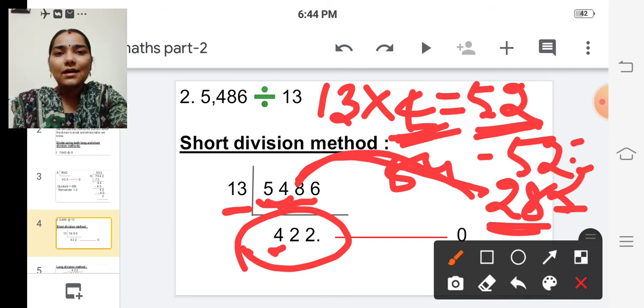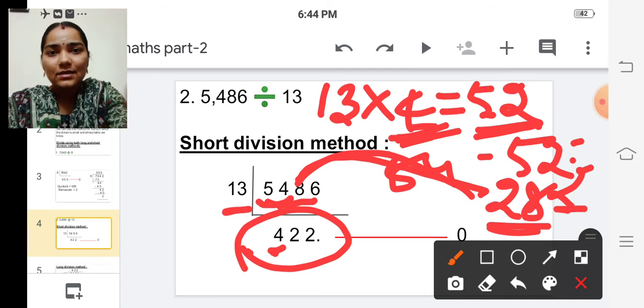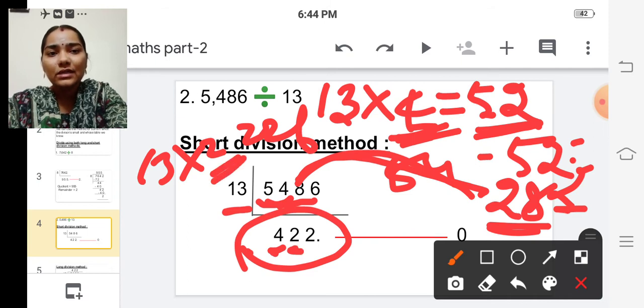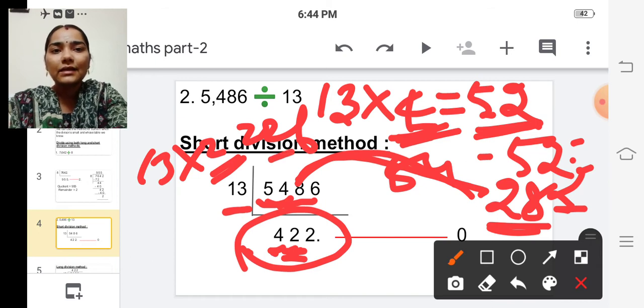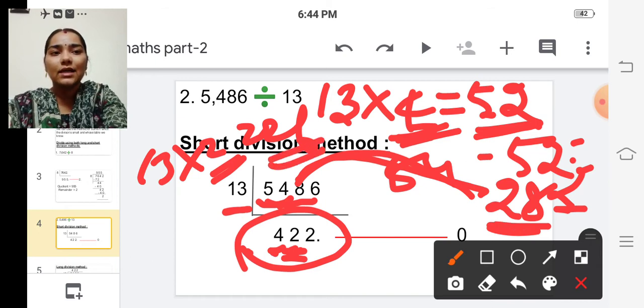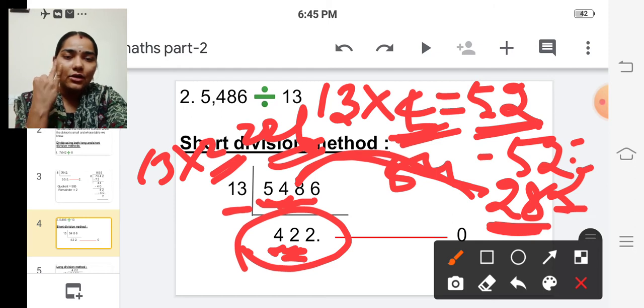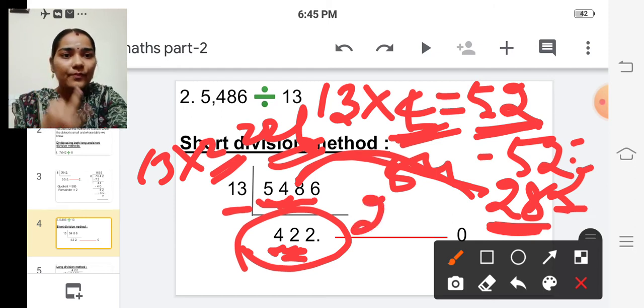So 13 2s are 26. So we have to put this 2 here below the dividend, and subtract this 26 from 28. 28 minus 26. So after 26, 27, 28. So the answer is 2.